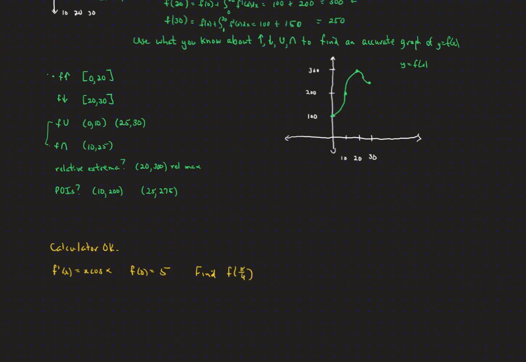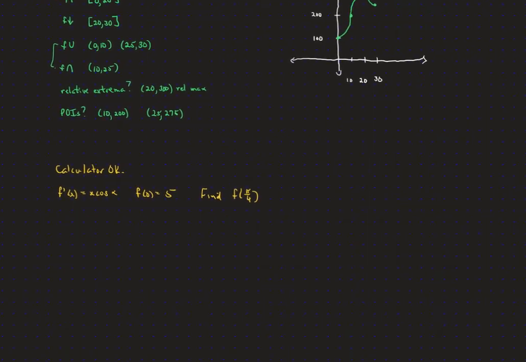So again, what we're trying to do is say that f of pi over 4 is going to be f of 0, because we know what that is, plus the integral from 0 to pi over 4 of f prime of x. And so our f of pi over 4 is going to be f of 0, which we said was 5. And now we're going to get the integral from 0 to pi over 4 of x cosine x dx. Now we don't know how to do this integral, but we're going to use our calculator for it.